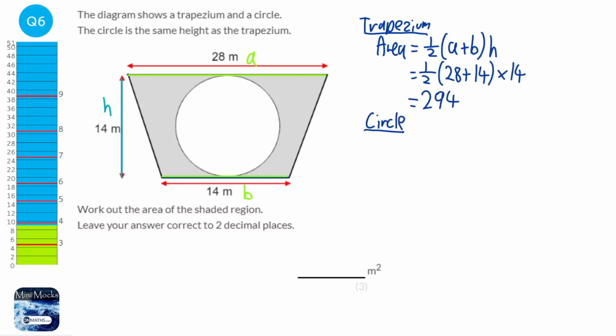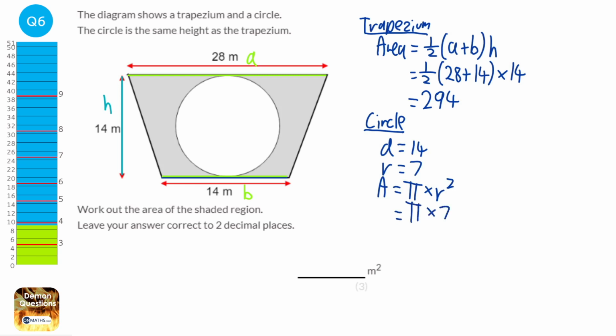Next we'll do the circle. Now it doesn't look like we've got anything for the circle, but actually the height here is the height of the circle as well. So the height of the circle is the same as the diameter. So the diameter of the circle is 14, therefore the radius would be half of that, which is 7, and the area of the circle is pi times the radius squared. So it would be pi times 7 squared, which will be 153.938 blah blah blah.